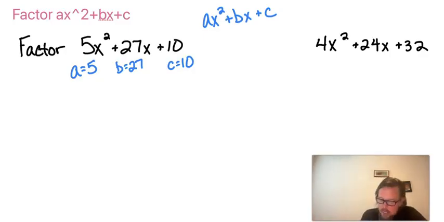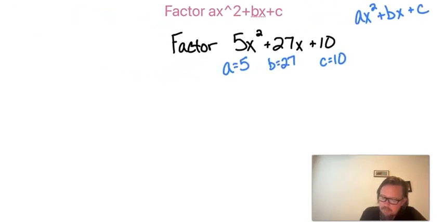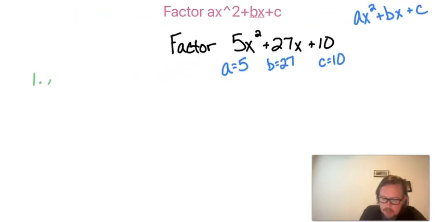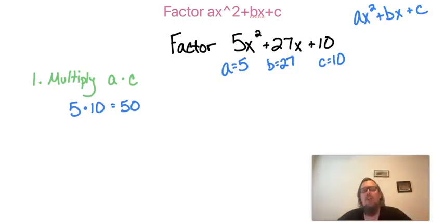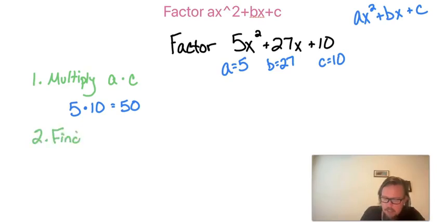No. So, step number 1 for this problem is we multiply a and c. We do a times c. So a is 5, c is 10, so we do 5 times 10, which is 50. So 50 is going to be the thing that we're using as our product. Our product is 50.